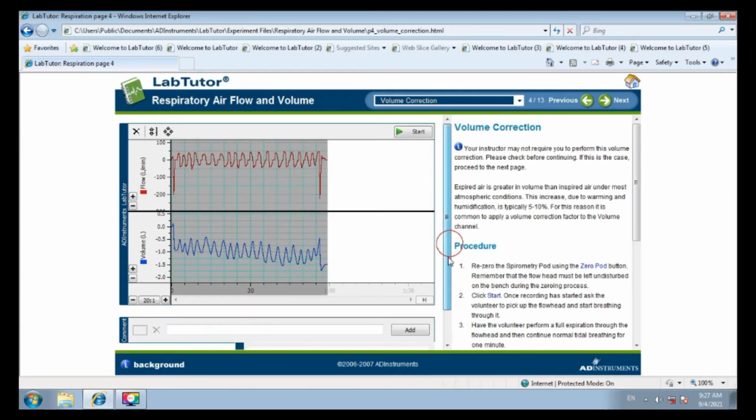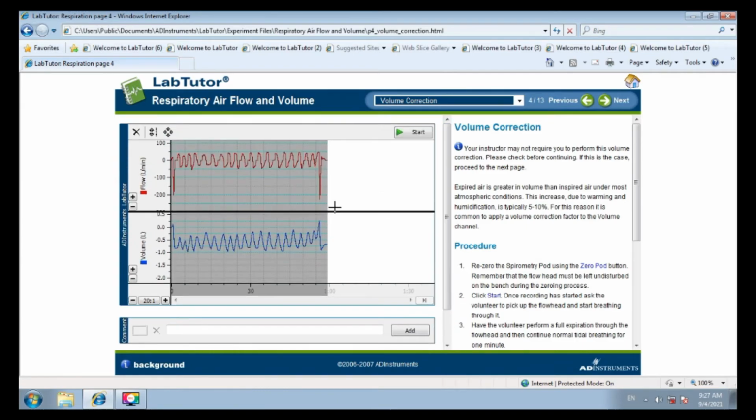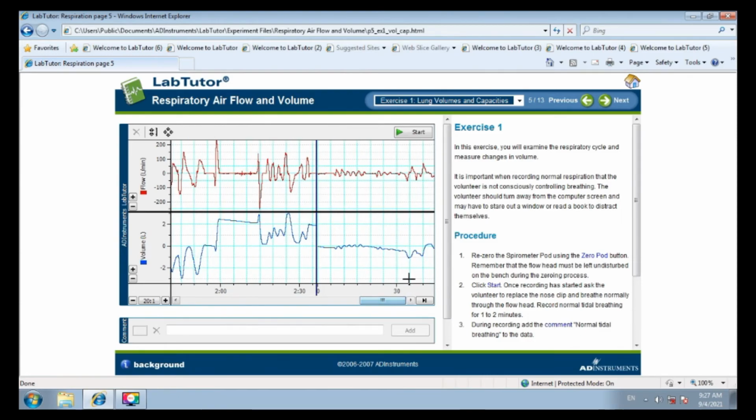You can see some value in this box, and when we apply this value, our volume correction will be finished. That is, the inspired air and expired air volume for the tidal volume will be equal. So this is the first step for the recording. In every step we will have to press the zero button so that any fluctuation will be cancelled. So this is exercise 1. In exercise 1 we are going to record the lung volumes and lung capacities.